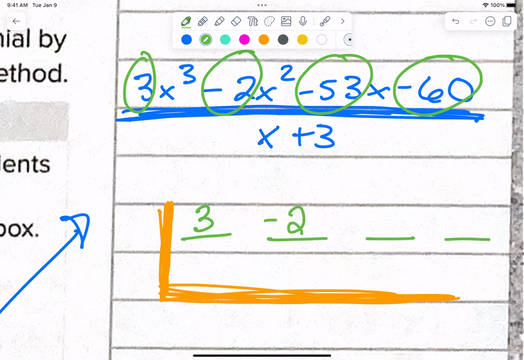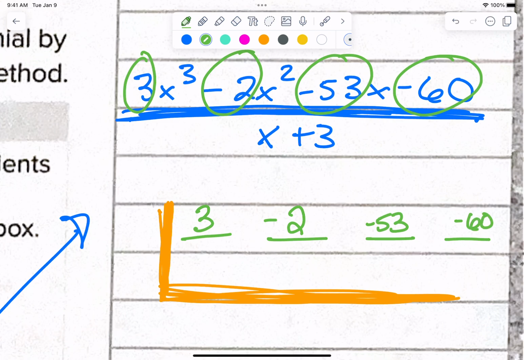Negative 2. Make sure the negative goes with it. Now, don't write those side by side. Don't make it look like 3 minus 2. 3, leave a little bit of space. Negative 2, leave a little bit of space. Negative 53 is my third number. And then negative 60 is my last number.